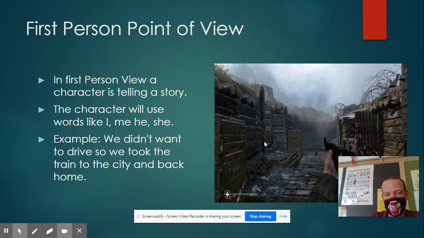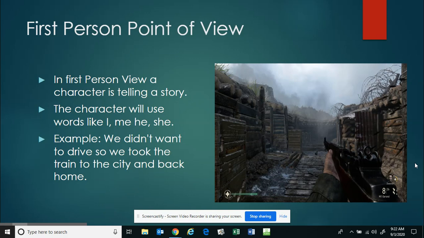So, the first person point of view is when a character is telling a story from his or her perspective. The character will use words like I, me, he, or she. So, a lot of words that are pronouns. An example of this would be Call of Duty. I'm sure that everybody at some point has played a Call of Duty game, and that's a first person shooter. The reason why is because it's in first person. The story revolves around that person directly, and you're playing as that person.